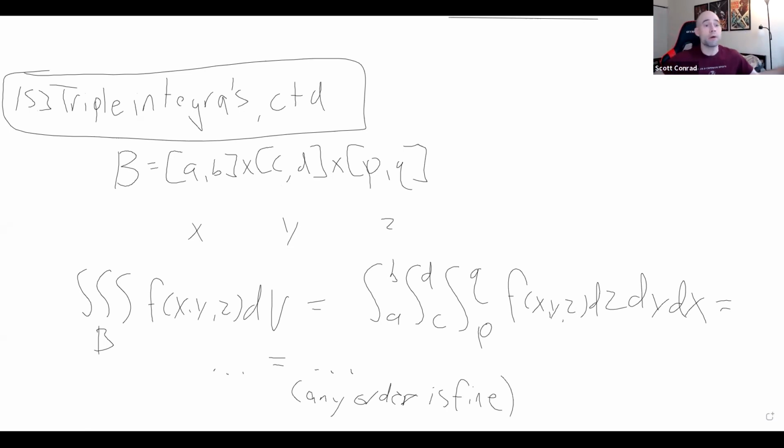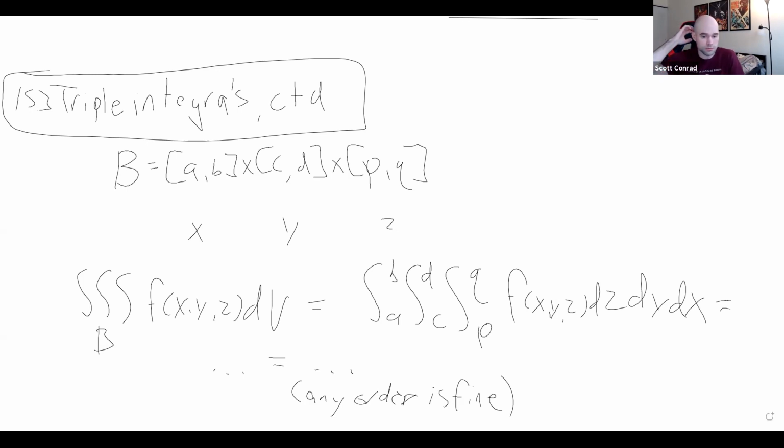So if x, y, and z are all bounded by numbers, you're integrating over a box. You can integrate in any order you like, and it works just like double integrals, except now you have one more iterated integral you need to perform. We also saw that we can integrate over more general regions.